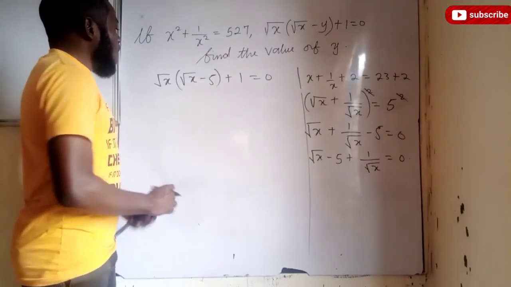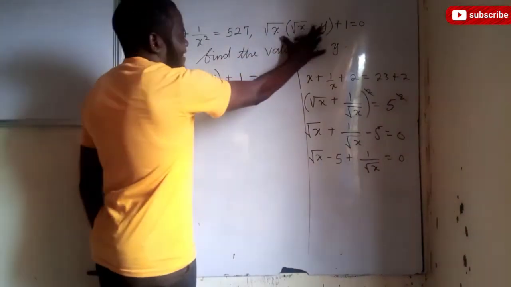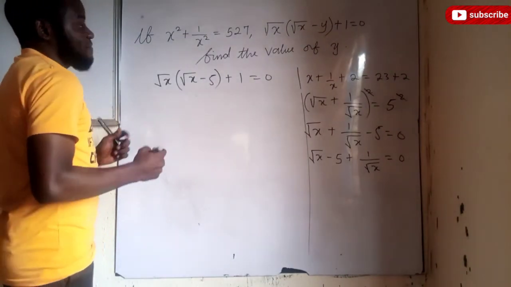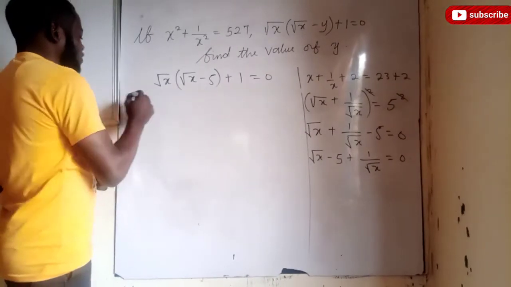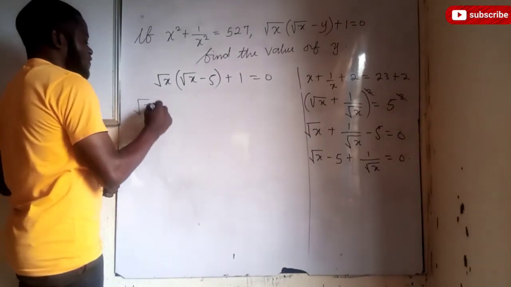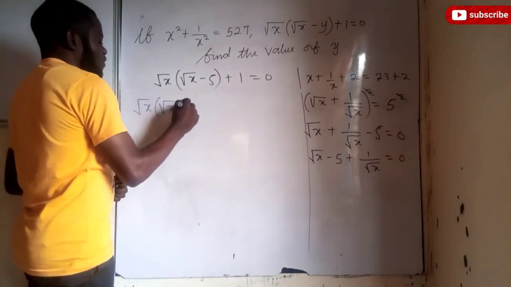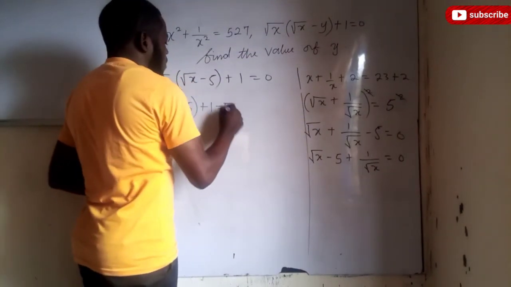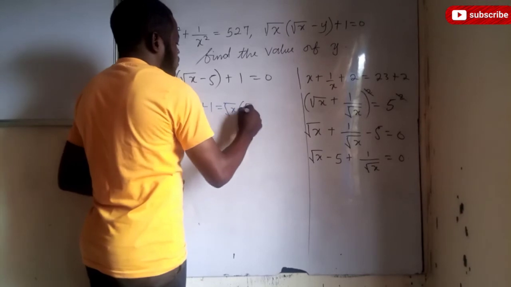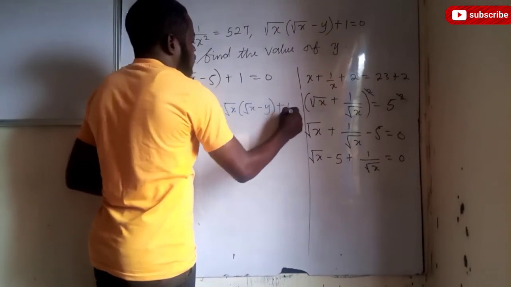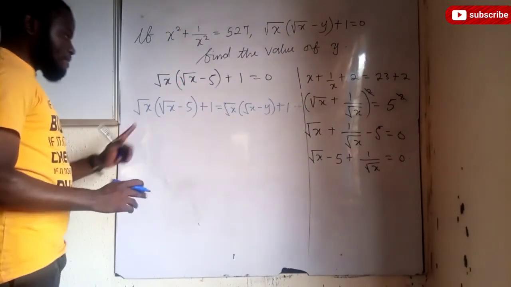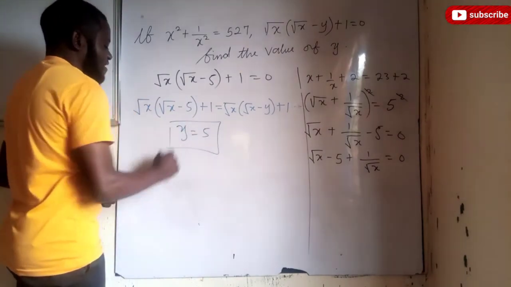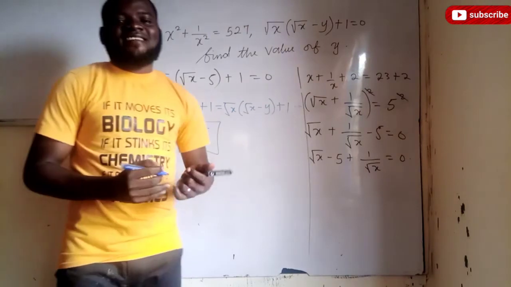Absolutely. Now, if you look at this now, it's exactly like what I have here. Hence, let us collect the like terms or compare coefficients rather. So this is square root of x into square root of x minus 5 plus 1 equal the square root of x into square root of x minus y plus 1. So you will see there that y is equal to 5, like that. So it's as simple as that.